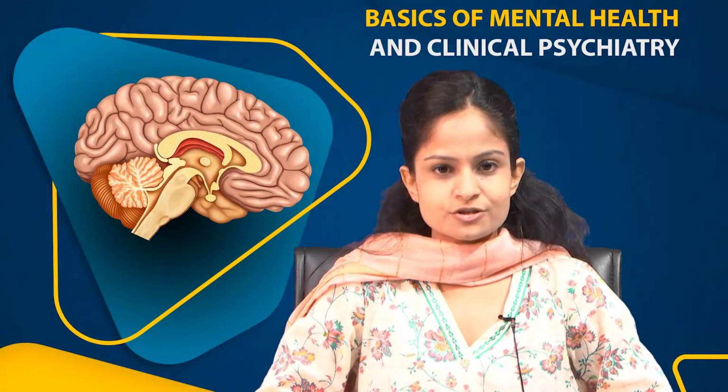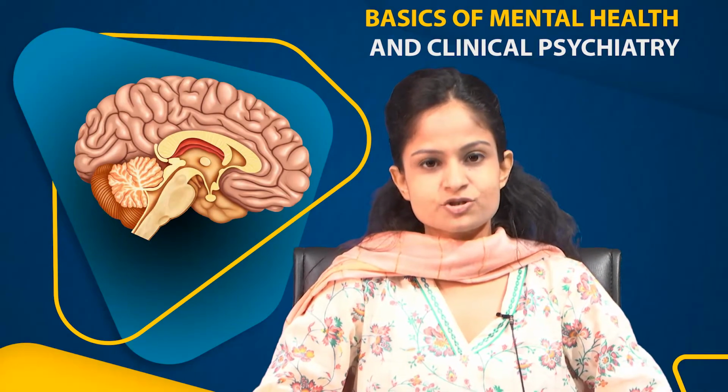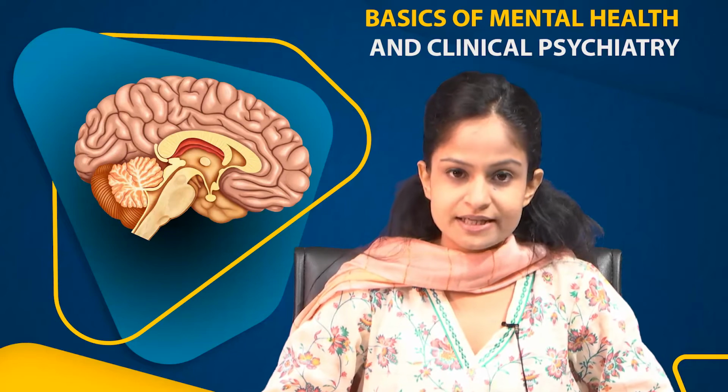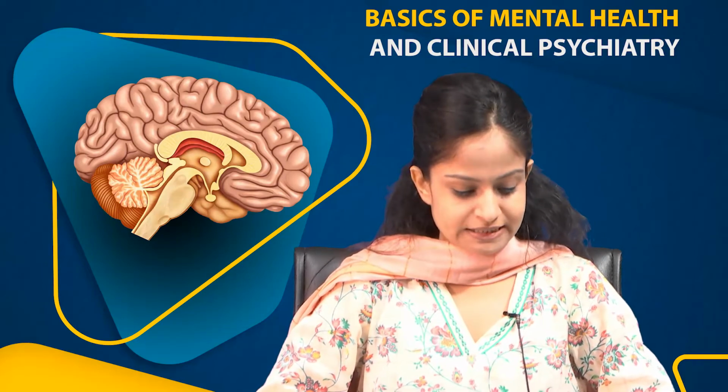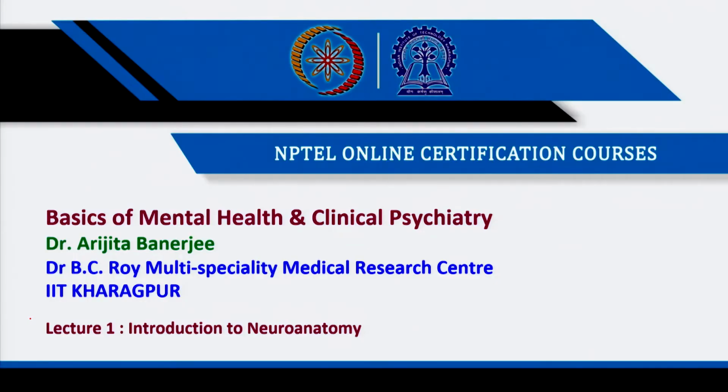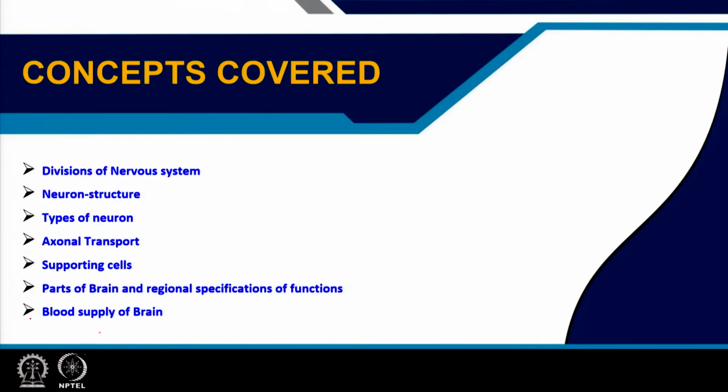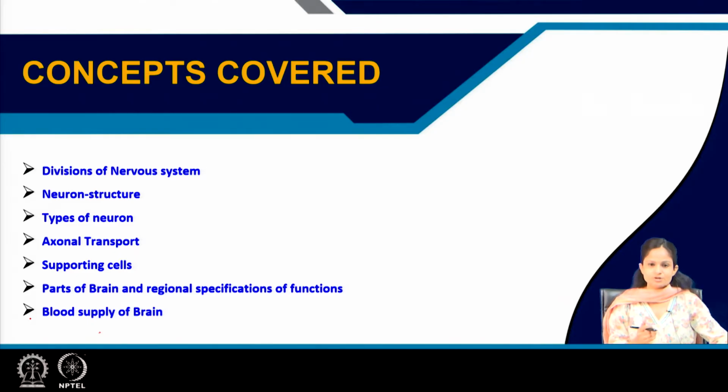Hello everyone. So today we'll start our first topic of basics of mental health and clinical psychiatry, that is introduction to neuroanatomy, that is lecture number 1. Neuroscience is very important with regard to clinical psychiatry, so we have to know the basics of neuroscience. What are the concepts we shall cover in today's topic?